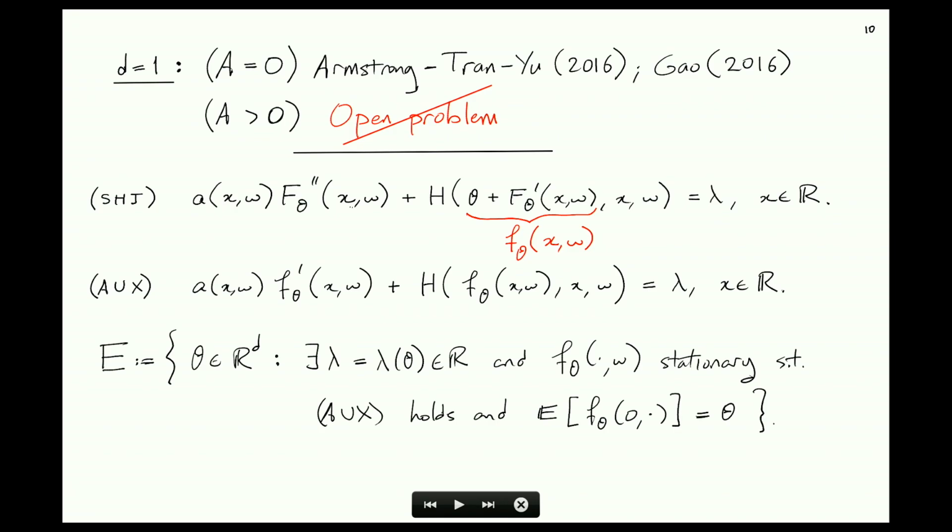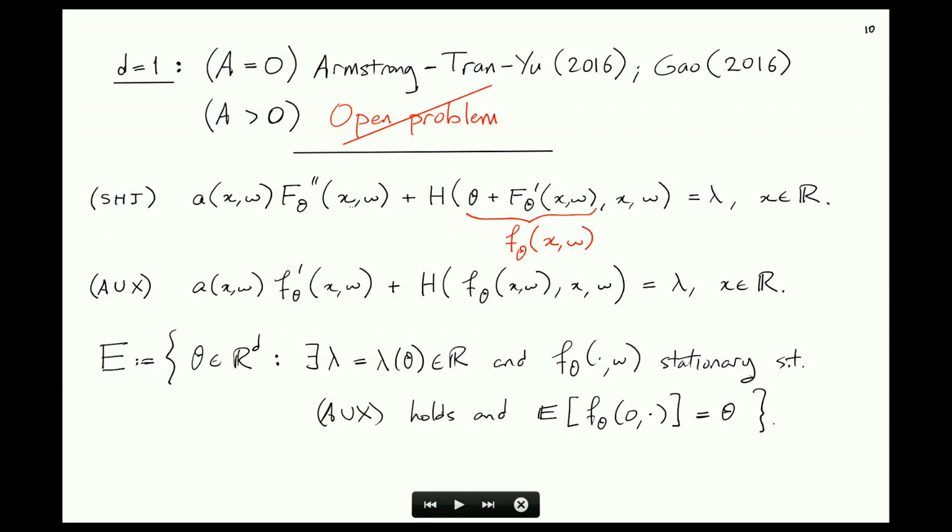Now, I want to again be inspired by Lyons, Papanicolaou, and Varadhan. They said that for every theta, there's a lambda, and so on. I want to give a name to the set of all good theta. Let E be the set of all good theta. But now I want to be even more demanding. What was a good theta? It means there's a lambda, and then there's a sublinear corrector. Now I want the sublinear corrector to have a stationary derivative. An extra condition that I want.